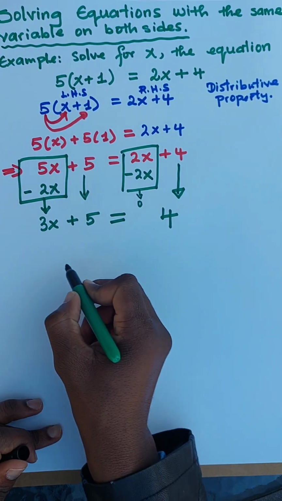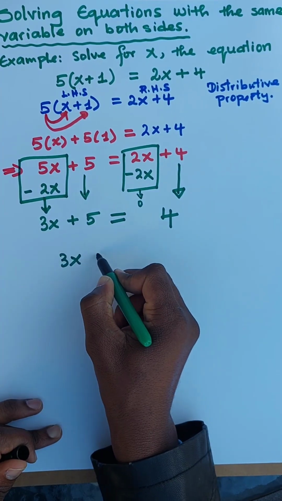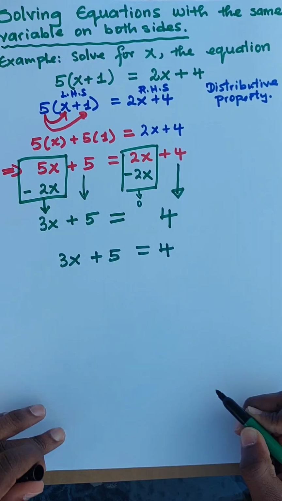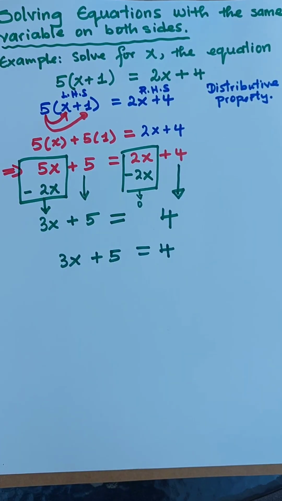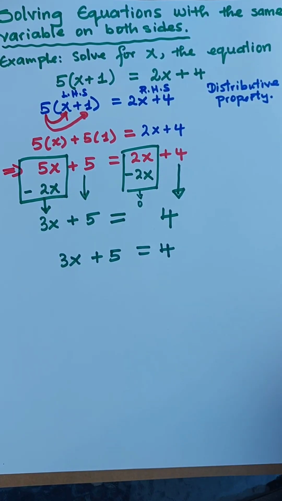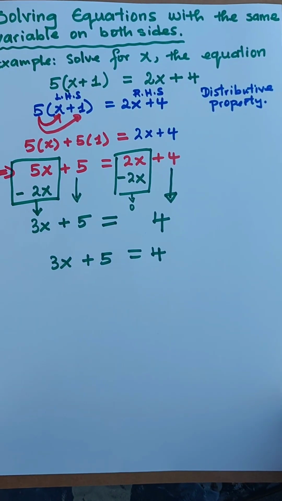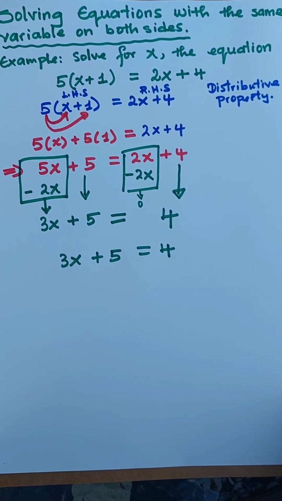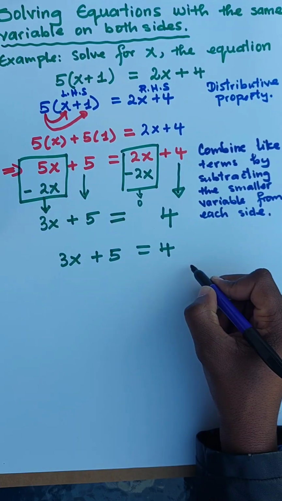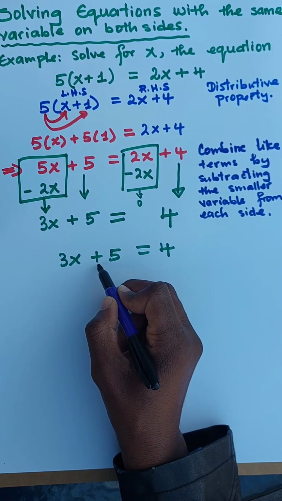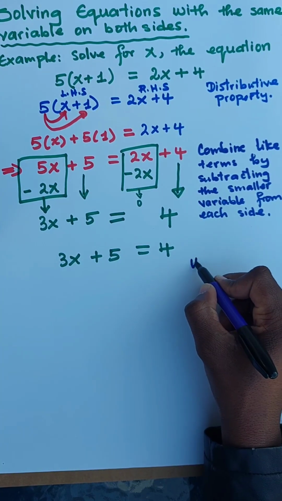Our new equation says 3x plus 5 equals 4. This is a two-step equation that has resulted now. We're going to use our strategy for two-step equations to proceed to solve the two-step equation that we now have. So a two-step equation starts by undoing addition or subtraction. Here we see an addition, this is the addition right here. So let's undo addition.